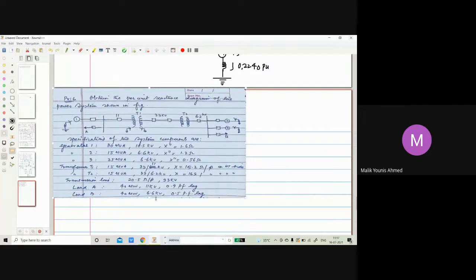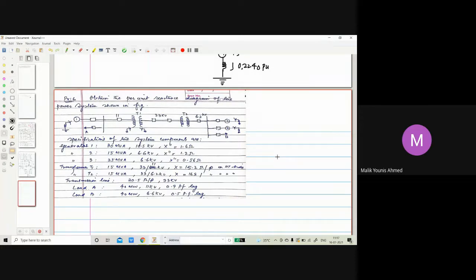This is another problem we have. What has been asked here is to obtain the per unit reactance diagram. Again, the same conventional question will be about the reactance diagram only: the reactance diagram of the power system shown in the figure. And the power system is given to you.